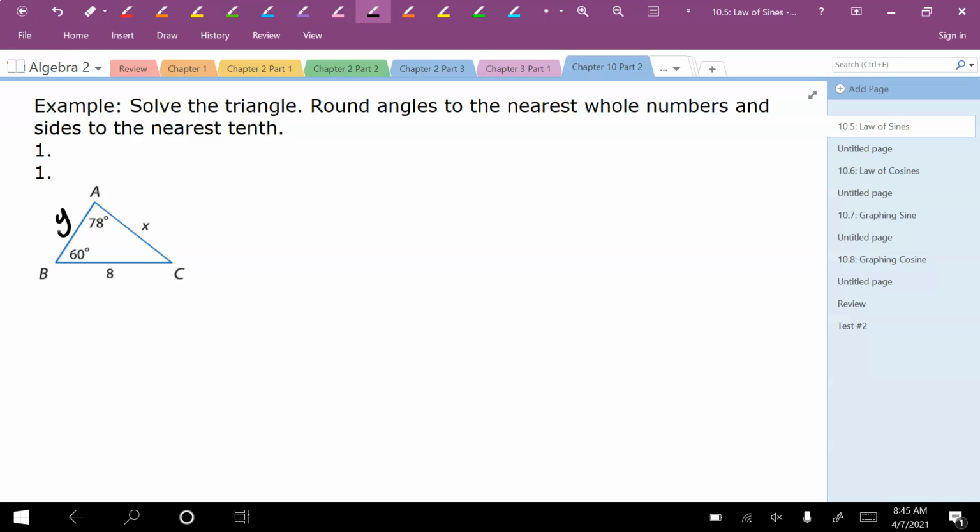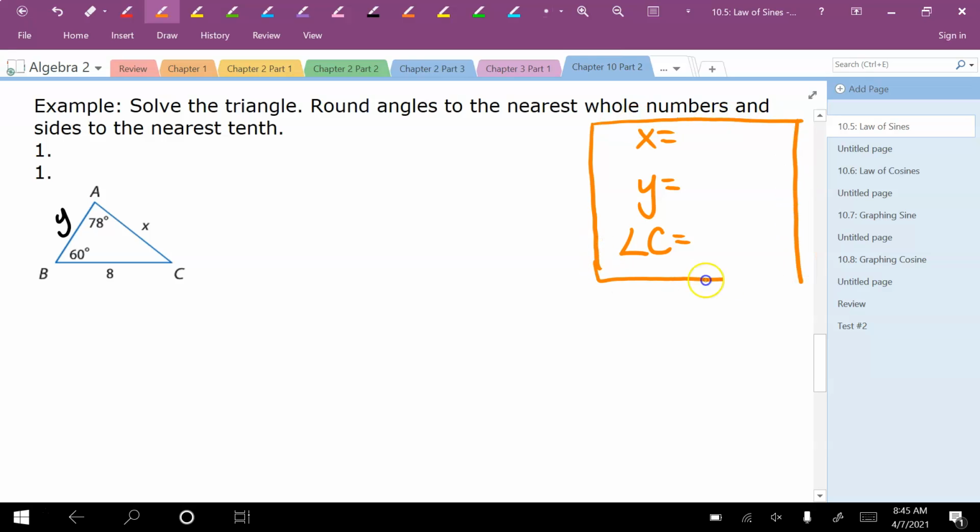So if you guys remember when we did these in the past, I like to write over here, in a separate area, and box up exactly what I'm missing so that I don't forget about anything. So I need 2 sides, x and y, and I need angle C. Once I have those 3 things figured out, I'm done with this problem.